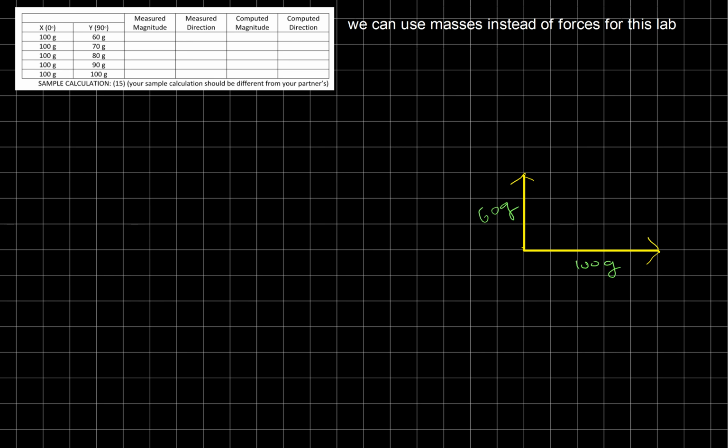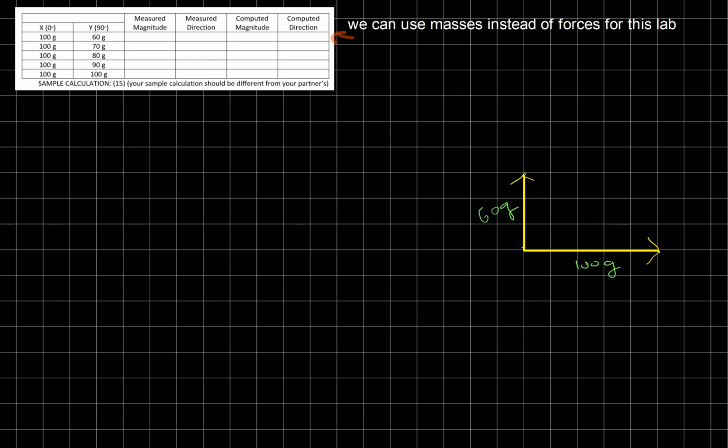We can convert it to mass forces by multiplying by the force of gravity each time, because all of these masses are hanging from a pulley, assuming that the force of friction of those pulleys is 0. Anyway, we can use either grams or masses or forces. It wouldn't matter. We're doing the sample calculation for the first problem, which is right here.